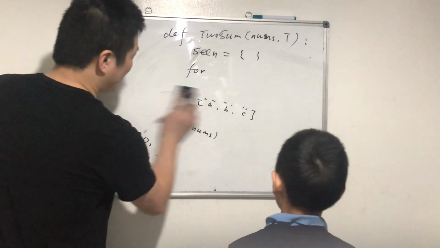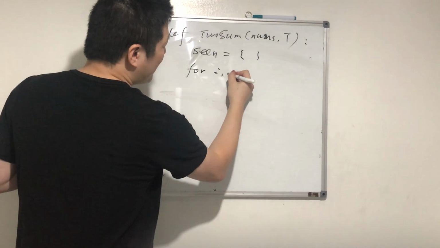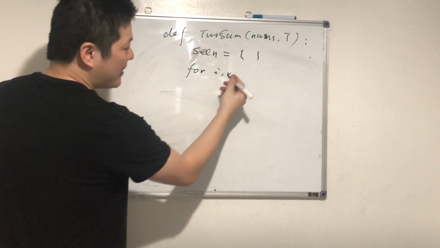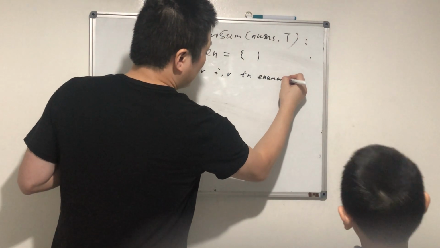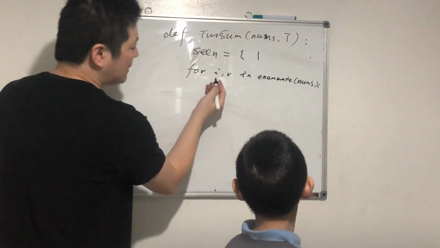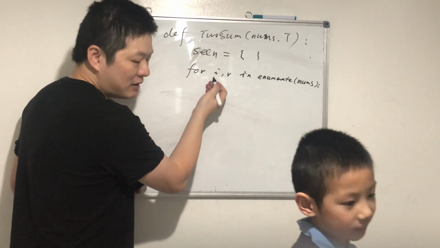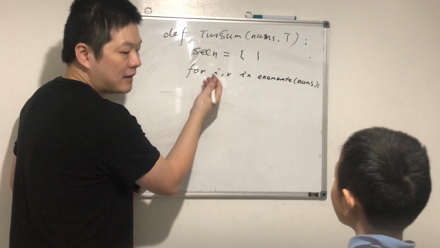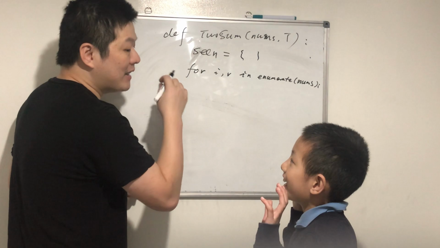Okay, so that will be easier. For i, v in enumerate nums, in the numerator. Come on. So what's i? What do we get for i? I will be the first number.